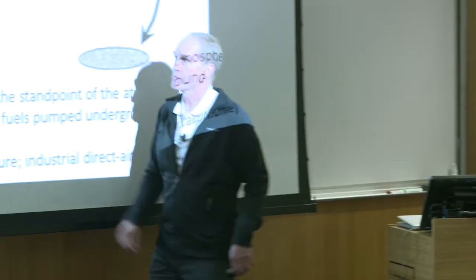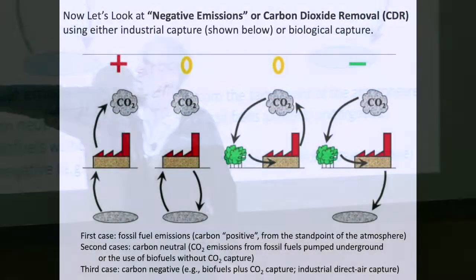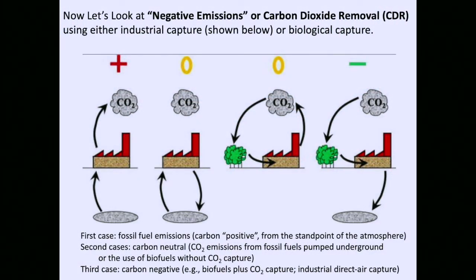Well, what can we do? There are different approaches. So here's a typical fossil fuel plant, which results in carbon being removed from the ground, mined, burned, and released to the atmosphere. We could make that carbon neutral by capturing the carbon dioxide and putting it back underground. We can also make it carbon neutral by using plants as the energy source instead of a fossil fuel source, burning that, and then that goes back into the plants.